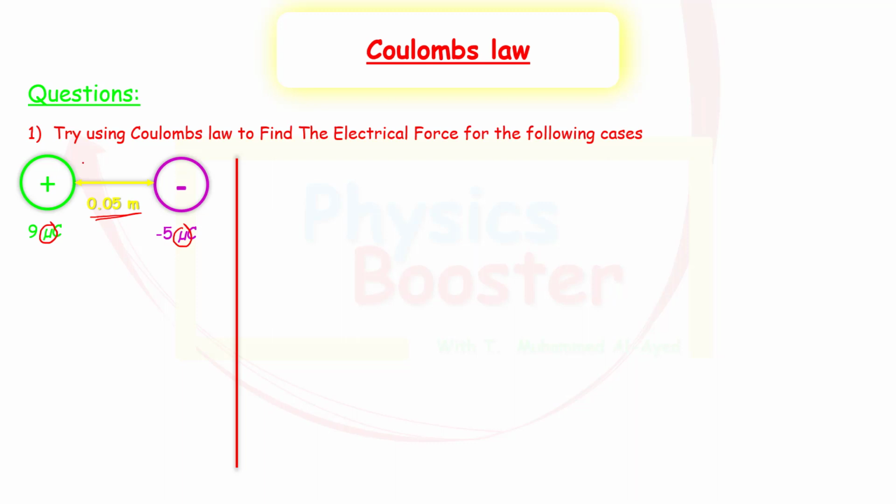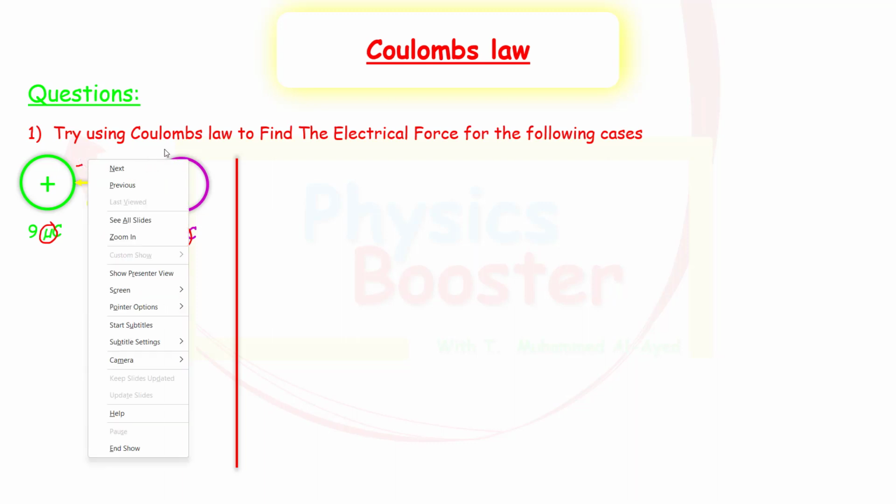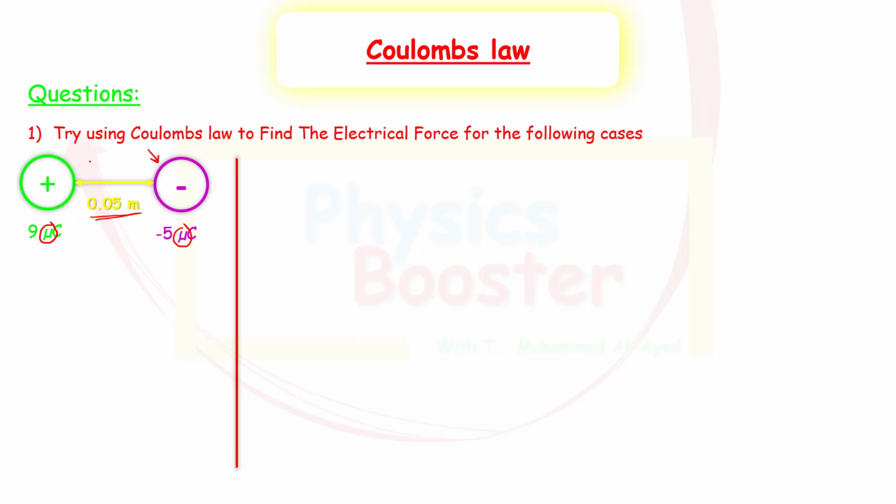Okay, it's important to think of this as the following. This is not a proton and this is not an electron. These are charged particles. They contain many electrons, or they must have lost a lot of electrons. So this is not an electron, this is not a proton, these are charged particles. Okay, so the relationship is easy.